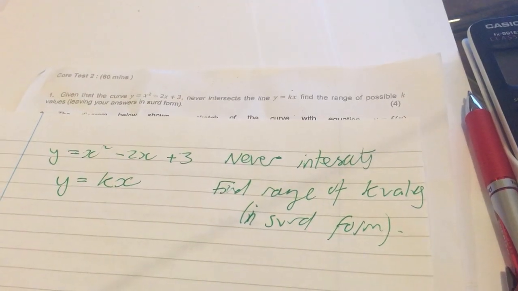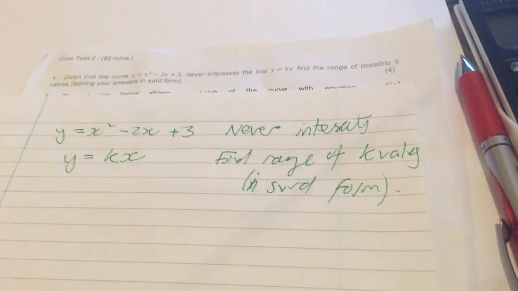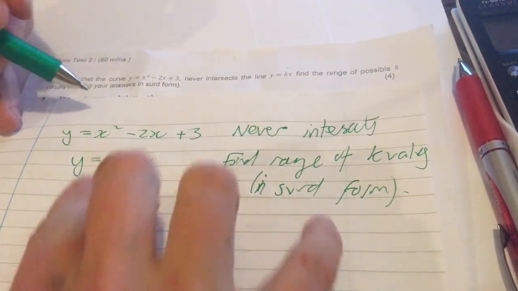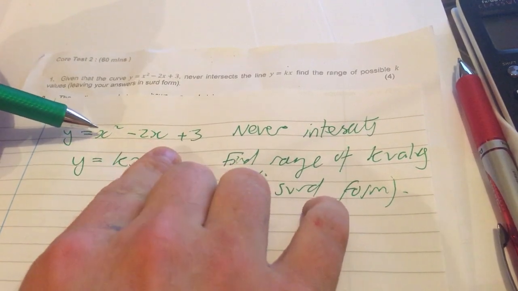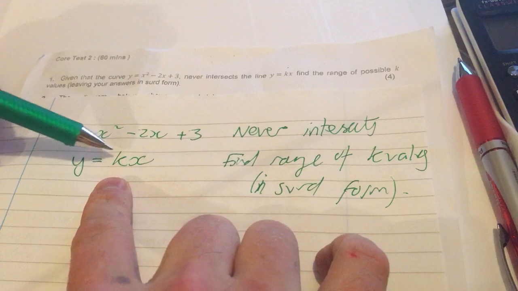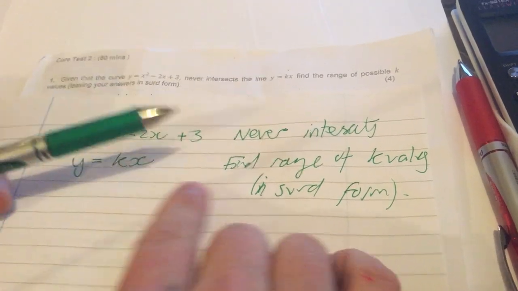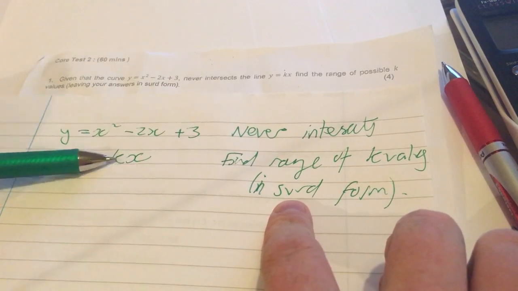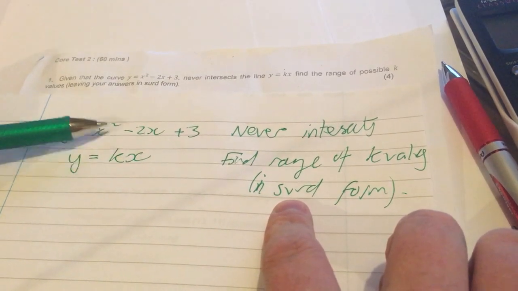Right, so we're going to go through the last AS test. We'll start with the first question, which is arguably the hardest question. We are told that this curve y equals x squared minus 2x plus 3 never intersects this line, and we're asked to find the range of k values in surd form that mean this line never intersects this curve.